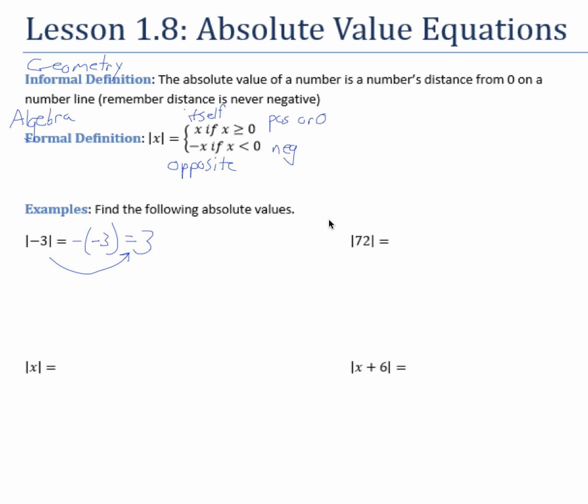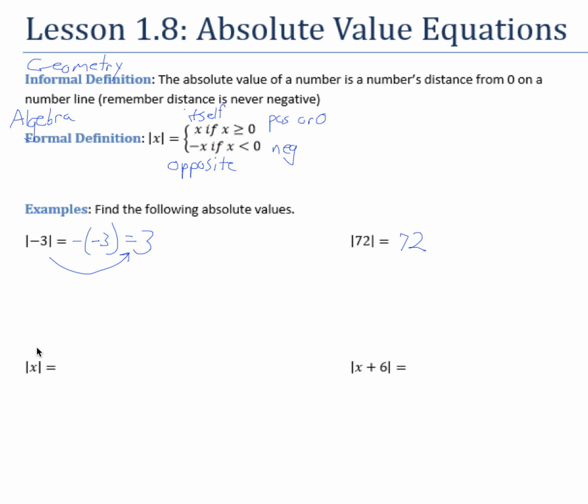Absolute value of 72. 72 is positive, so it fits this part, so therefore the absolute value of 72 is itself, so just 72. Absolute value of x. Here's these last two, where we have to actually write this in two ways. We might ask, well, is x positive or negative? And the answer is we don't know. It's just x. x could be 15 or it could be -11.